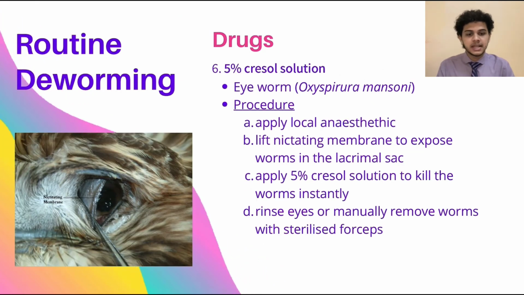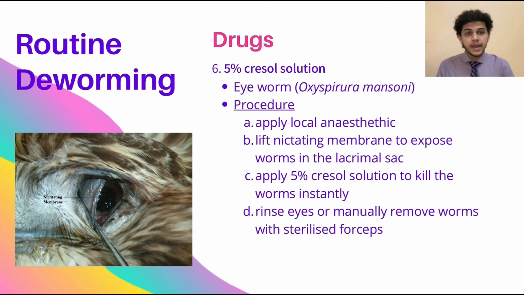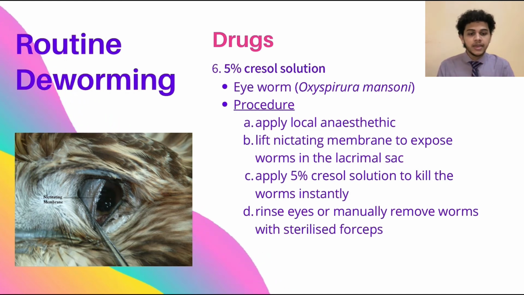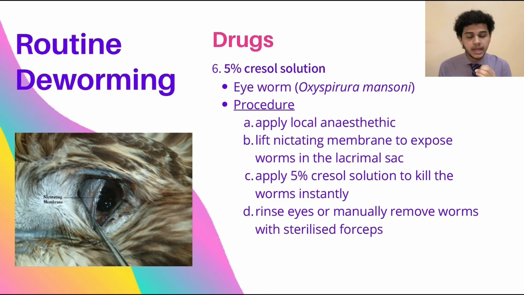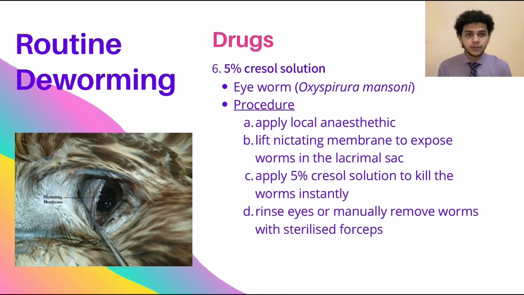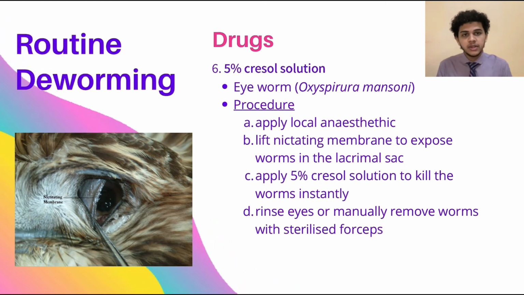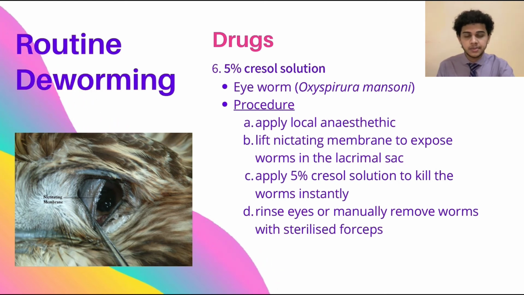The next drug I'll be discussing is 5% cresol solution. This is used to treat eyeworms like Oxyspirura mansoni. The procedure is to first apply a local anesthetic to the eyes, and then lift the nictitating membrane to expose the worm residing in the lacrimal sac of the eye, as you can see in the picture. The third step is to apply the 5% cresol solution to kill all the worms instantly, and then remove the dead worms. We can rinse the eyes out or manually remove the worms using sterilized forceps.